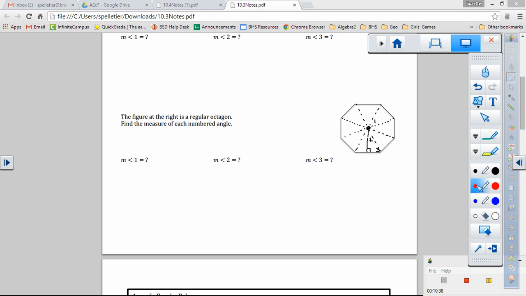So I need angle number 1. So I want this angle. I have to figure out how many sides there are: 1, 2, 3, 4, 5, 6, 7, 8. So I have to do 360 divided by 8, and that's going to give me 45 degrees. This is the number of sides. That's how I found that. So angle number 1 is 45 degrees. Perfect.